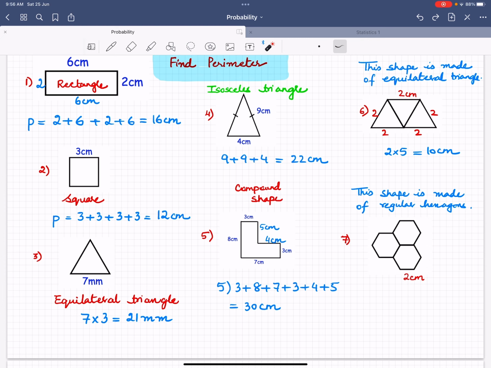Once again, we need to keep in mind that the lines that run in between the shape are not a part of the boundary. So our boundary comprises of only the lengths which are outside the shape. Now, how many of these lengths we have? We have 1, 2, 3, 4, 5, 6, 7, 8, 9, 10, 11 and 12 lengths of 2 centimeters. Therefore, we can multiply 12 into 2, which is 24 centimeters, and that gives us the answer to the 7th question.